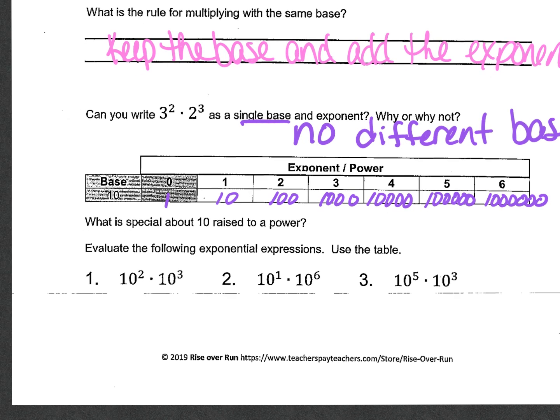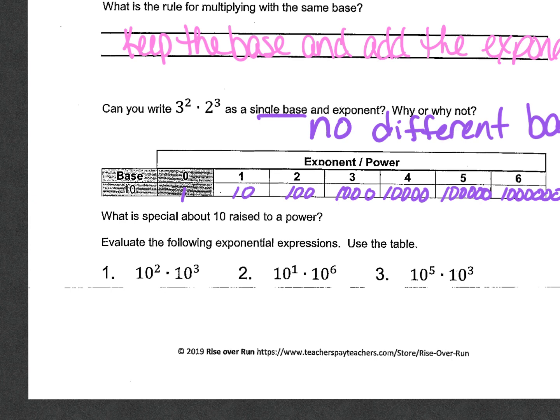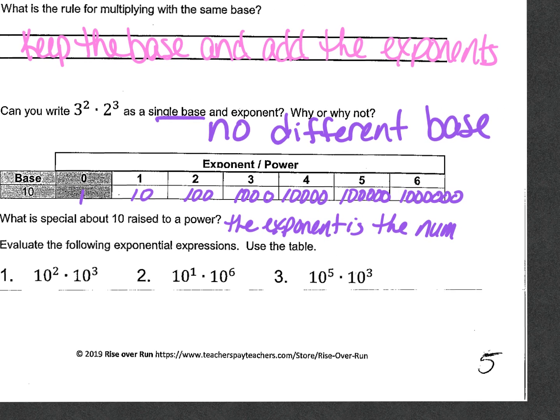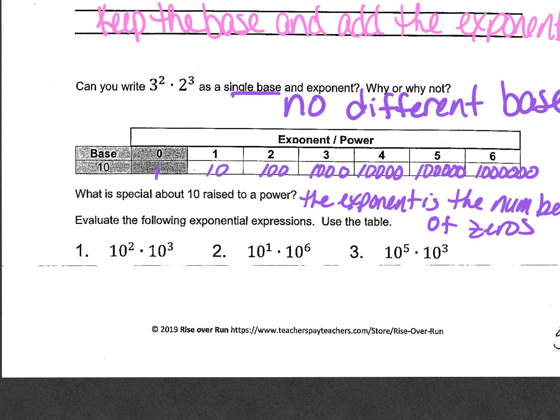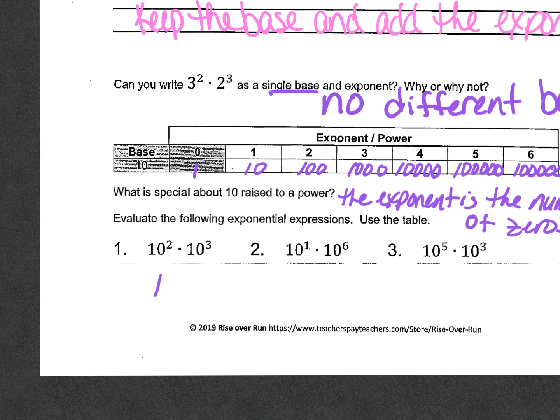Check those. Okay, so what is special about 10 raised to the power? The exponent is the number of zeros. Okay, so 10 to the first, there's 1 zero, so on and so forth. So this one, since there'd be 2 zeros and 3 zeros here, it's this. You can expand it out if you needed to. But it's 10 to the 5th.